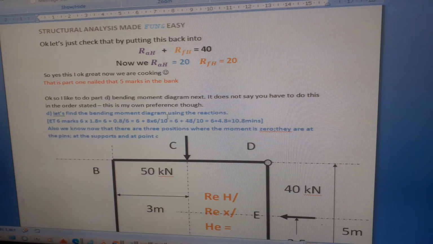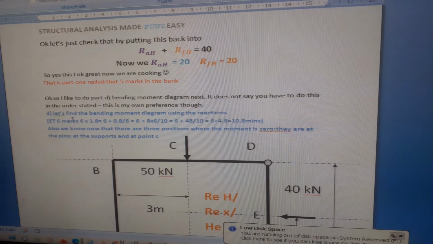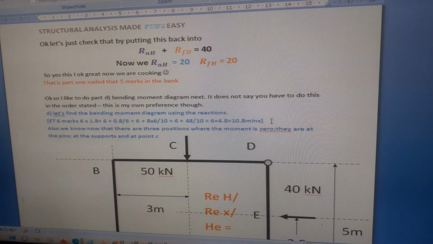So let's find the bending moment using the reactions. Now we've got all the reactions, I know they're right, we've checked them. The exam technique gives us 6 marks to find the bending moment diagram. That is 6 times 1.8 equals 10.8 minutes to find the bending moment diagram.